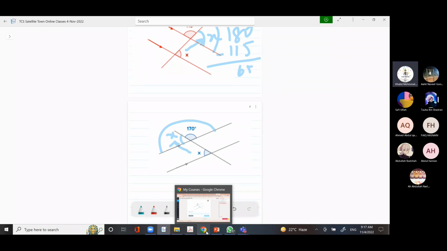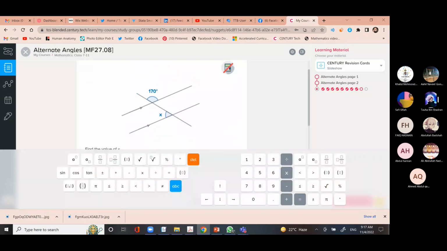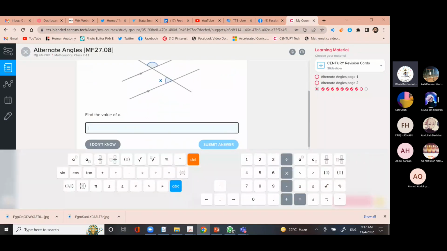This is x, so this is a supplementary angle. 180 minus 170 is 10. So x equals 10. Yes, you are right. That's how it is correct.